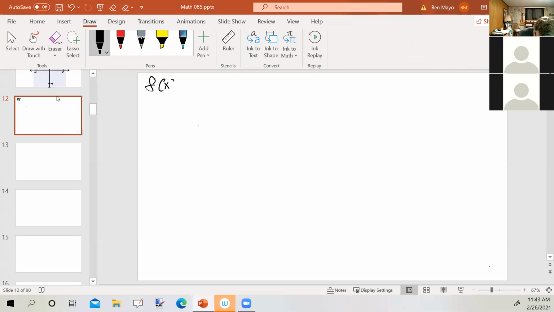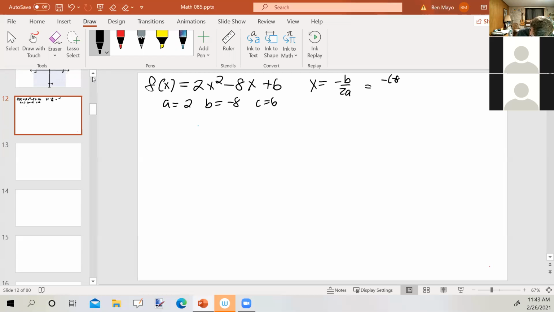Okay. F of x equals 2x squared minus 8x plus 6. All right. First of all, we're going to find the axis of symmetry. So we're going to use x equals -b over 2a. Let's see, a is 2, b is -8, and c is 6. So that would be negative times -8 over 2 times 2, which is 8 over 4, which is 2. So the axis of symmetry is at x equals 2.